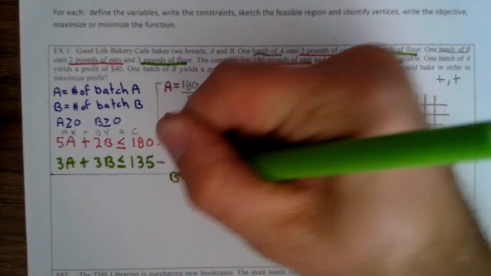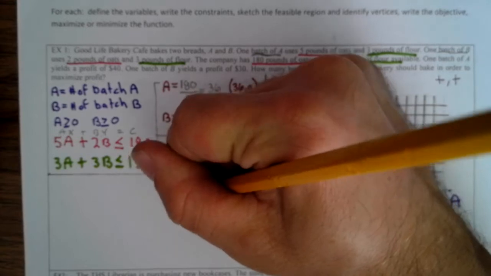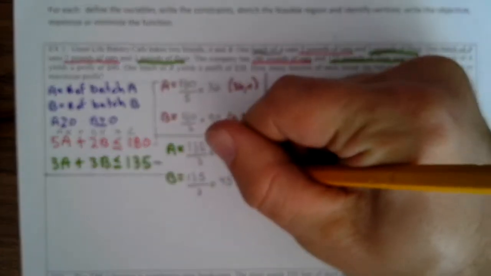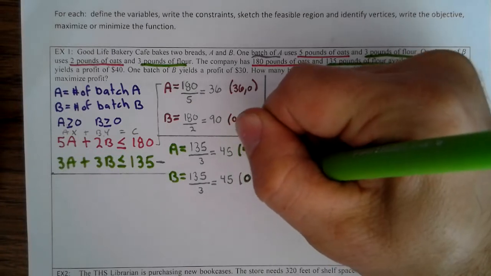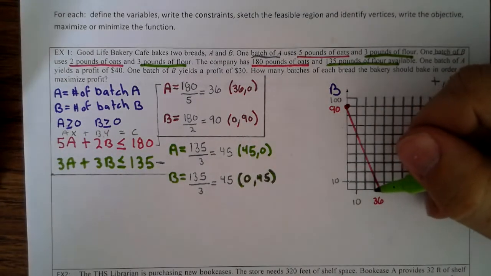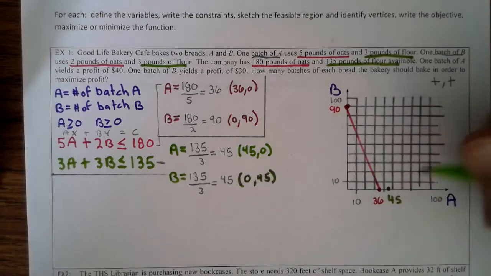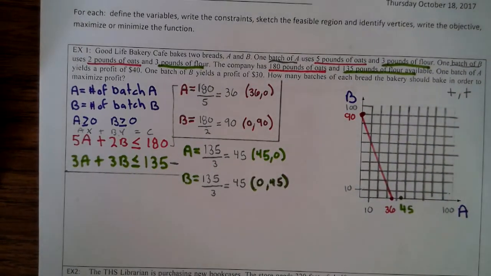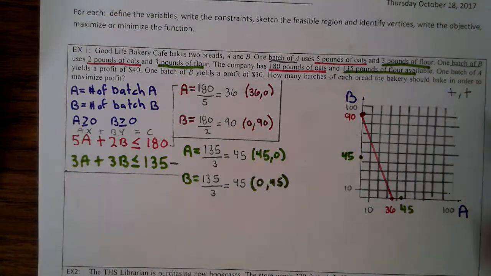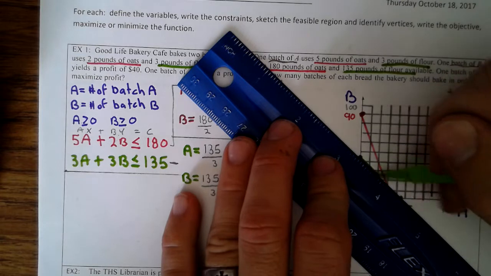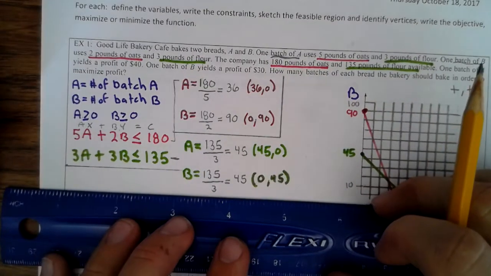And then B equals 135 divided by 3, which is 45 again, but that's 0, 45. So 10, 20, 30, 40, 50. So 45 is right there. And then 10, 20, 30, 40, 50. So 45 is right here. Now we have our sketch of our graph. A lot going on in this graph.